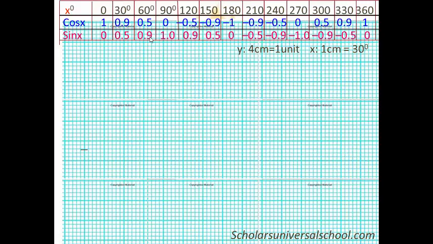So let us have our axes. We draw our y-axis here and we calibrate it.